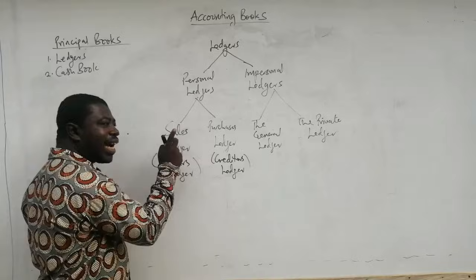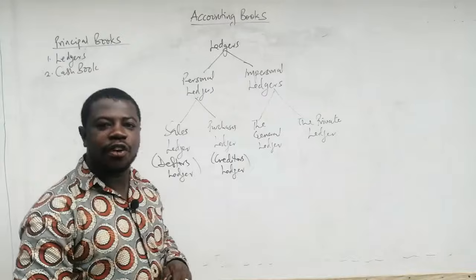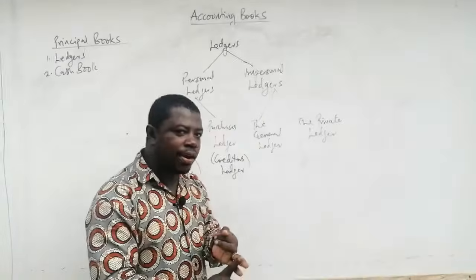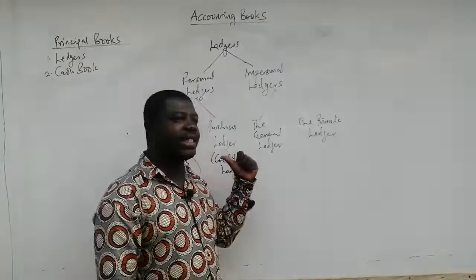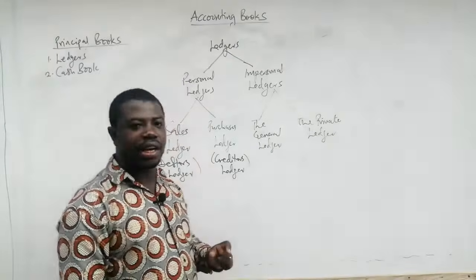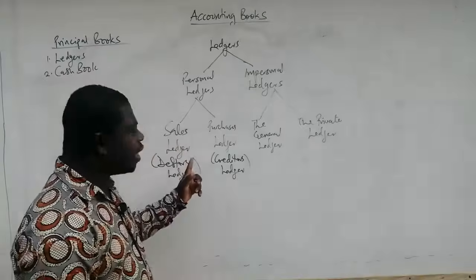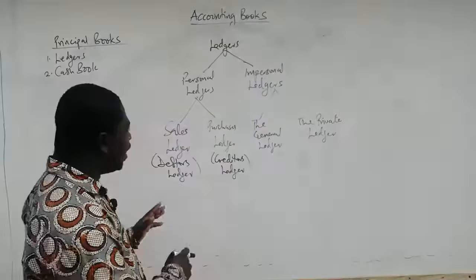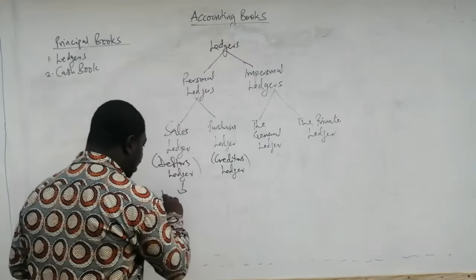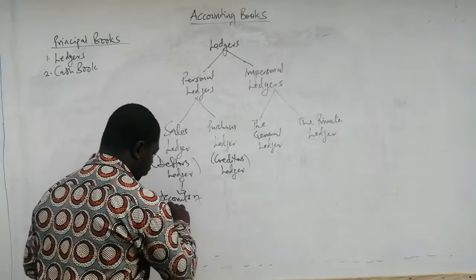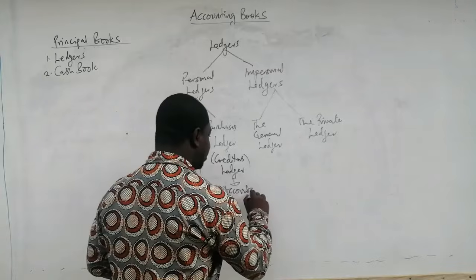Take note that the sales account is not in the sales ledger. Purchases account is not in the purchases ledger. As a matter of fact, both sales account and the purchases account can be found in the general ledger. And so these ledgers do not contain sales nor purchases account. No, sales account is found in the general ledger, purchase account is found in the general ledger. So you should take note and find the difference between the sales ledger and the sales account. They are not the same. The sales ledger is a book that contains accounts of debtors. So this one contains accounts of debtors. And then this book contains accounts of creditors.